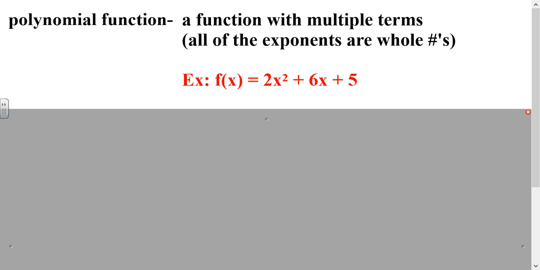For example, this function, f of x equals 2x squared plus 6x plus 5, would be a polynomial function because all of the exponents are whole numbers.